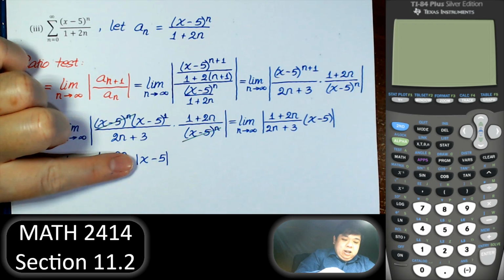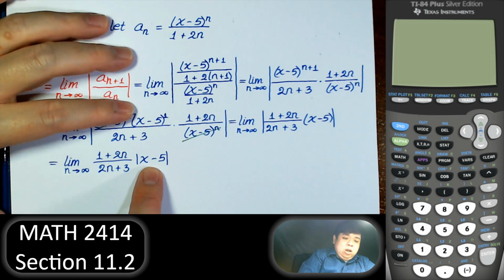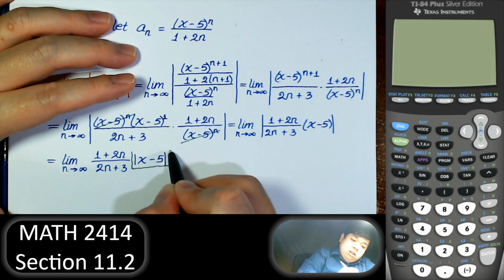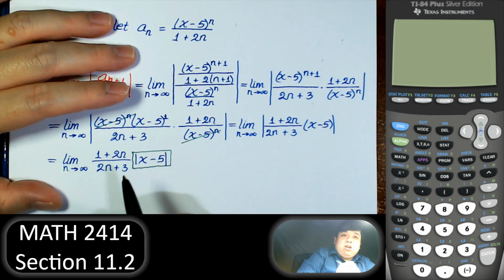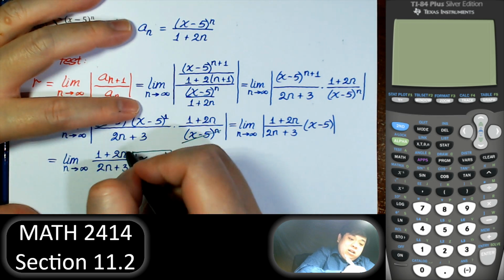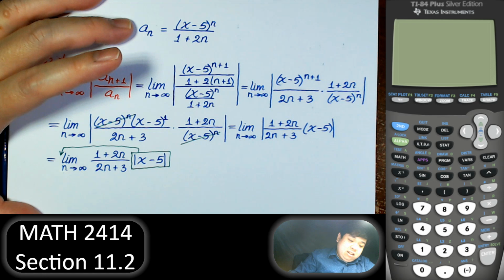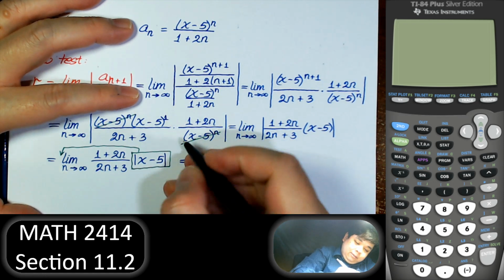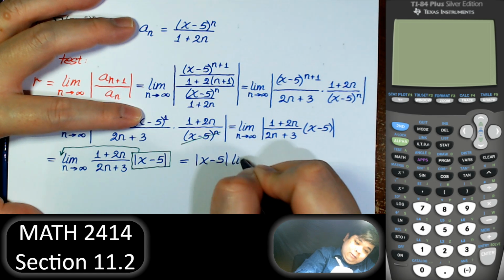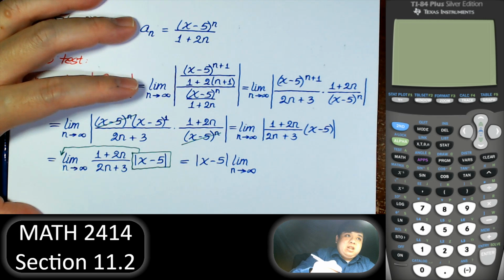Furthermore, x minus 5 does not have n in it, so we can say x minus 5 is independent of n. It doesn't have n in it, so we can just take it outside of the limit. We could do that for the previous example as well.